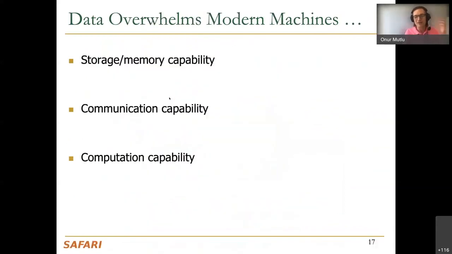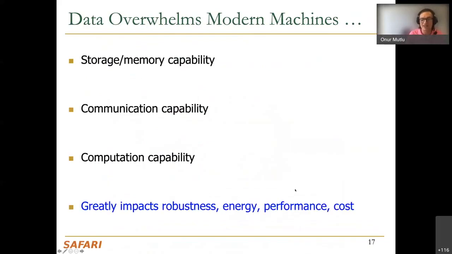Okay, so hopefully this gives you an example of many applications requiring a lot of data. And data, in the end, overwhelms modern machines. It overwhelms the storage and memory capability, communication capability, and computation capability. It greatly impacts robustness, energy, performance, and cost.